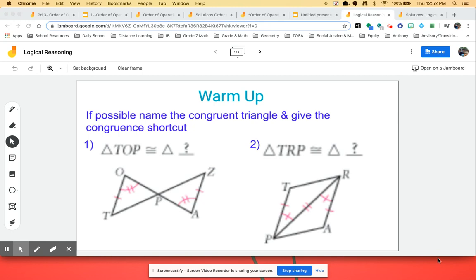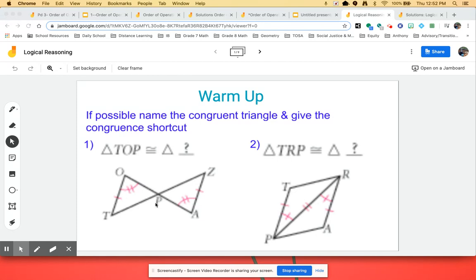You're going to answer these two questions. If it's possible, name the congruent triangles and give the congruence shortcut. If it's not possible, tell why. So again, pause the video while you work on this and get the Jamboard open. And we're going to be doing some guided notes today. When you have the warm up finished, unpause the video to check your answer.